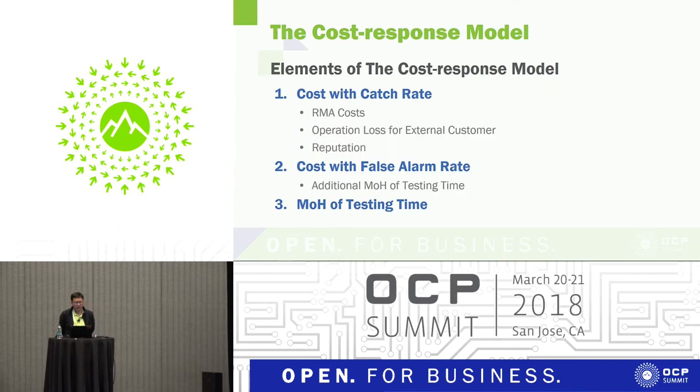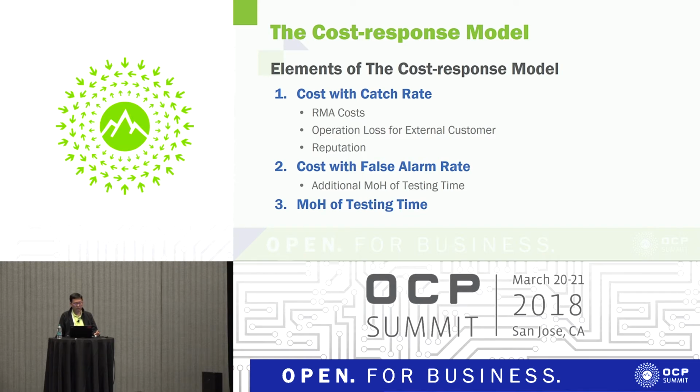So we build the cost response model, not just the number we show there. There are some elements of the cost response model. The first one is the cost with the catch rate. If the catch rate is not high enough, you get the RMA cost, because those things should be filled out, and then you move to the customer. There will be returns. So there's RMA cost.